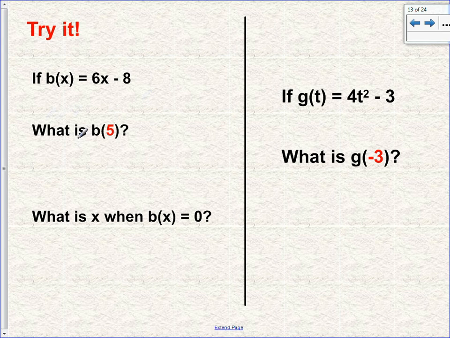Okay, so here's what I want you guys to do in your notes. If b of x equals 6x minus 8, what is b of 5? What do I have to do here? Plug in 5. Plug in 5 for all of the x's that I see. I only see one x here. Now, don't forget, it needs to be in parentheses. You guys do it.